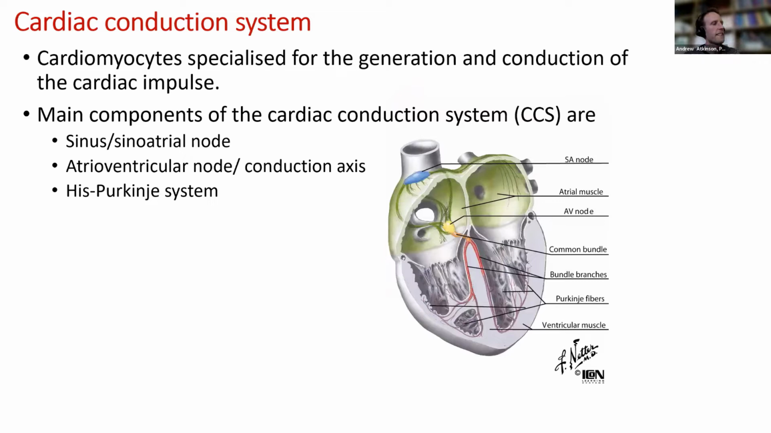Okay, so as I said, as a group, we're interested in the cardiac conduction system, which are the myocytes involved in the generation and conduction of the cardiac impulse. We're interested in all components: the sinus node, the atrial conduction axis, and the His bundle Purkinje fiber network.